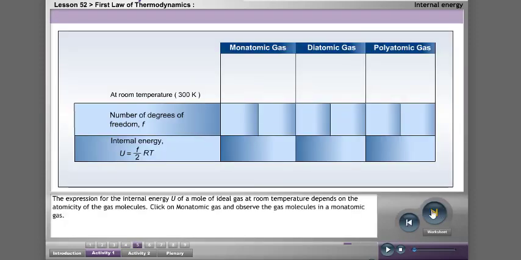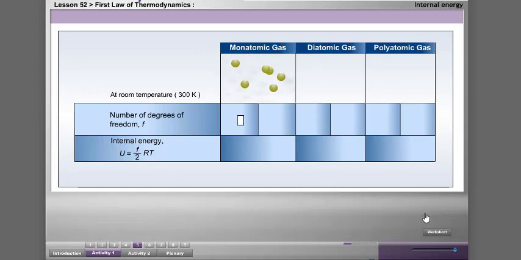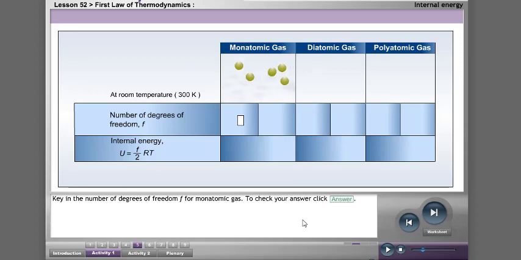The expression for the internal energy U of a mole of ideal gas at room temperature depends on the atomicity of the gas molecules. Click on monatomic gas and observe the gas molecules in a monatomic gas. Key in the number of degrees of freedom F for monatomic gas. To check your answer, click Answer.